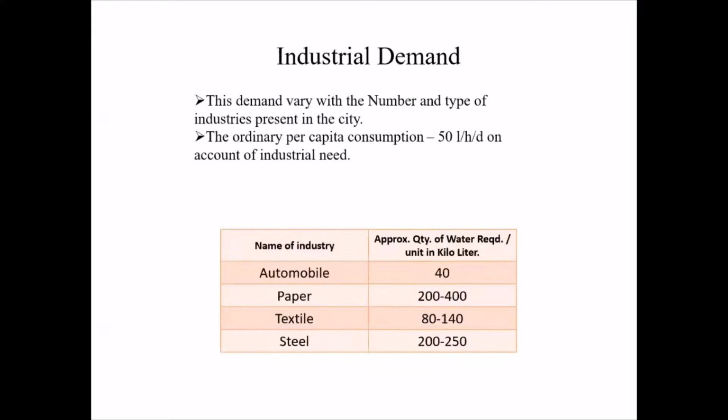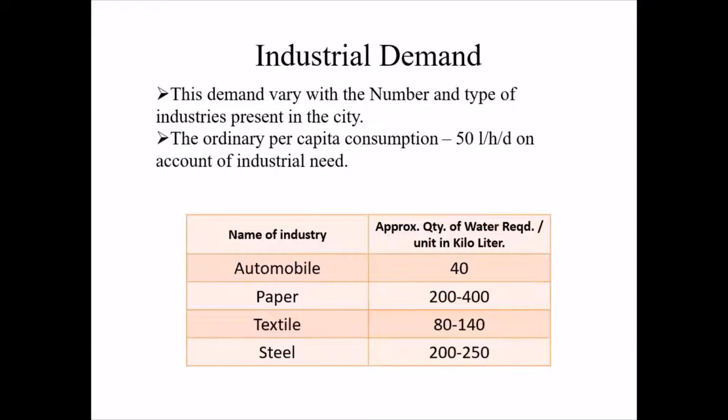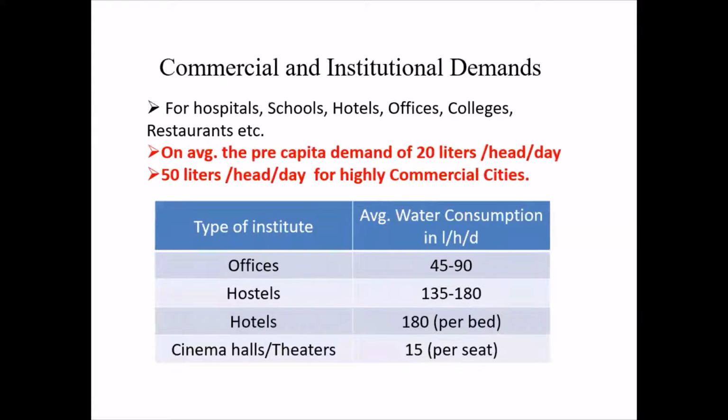The next demand is the industrial demand. This demand varies with the number and type of industries present in the city. The ordinary per capita consumption for industrial need is nearly 50 liters per head per day. This table shows the type of industry and the approximate quantity of water required per unit, in kiloliters: automobile industry 40, paper and pulp industry 200 to 400, textile industry 80 to 140, steel 200 to 250.